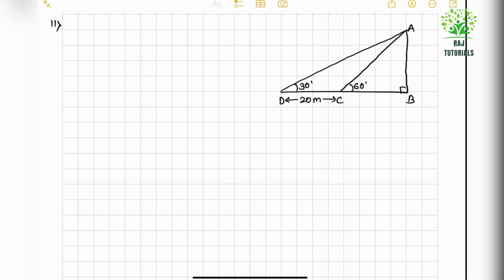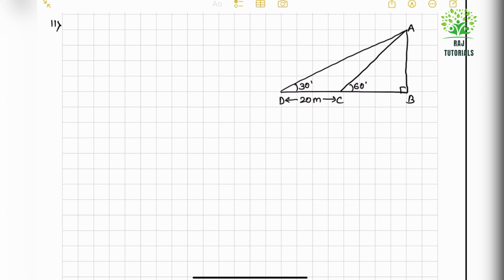Next. It says a TV tower stands vertically on a bank of canal. From a point on the other bank directly opposite the tower, the angle of elevation of the top of tower is 60 degree.